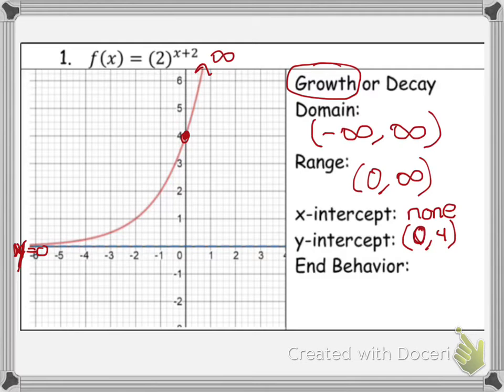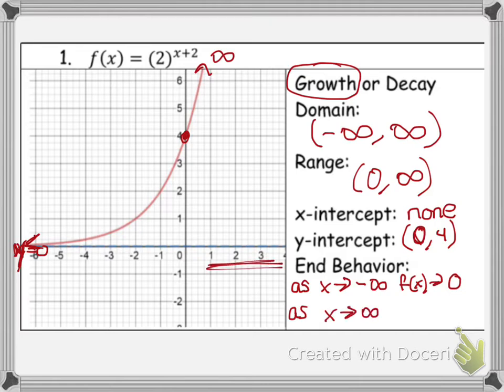Now my end behavior, looking on the left side. Remember, as x approaches negative infinity, which is always going to be on that left side, your y, or f of x, is getting closer and closer to my asymptote, which is at 0. So it's going to approach 0. Now looking on the right side of my graph, as x approaches positive infinity, and that's because all these numbers over here are positive, my arrow, which is pointing up, is going to positive infinity. So f of x approaches positive infinity.